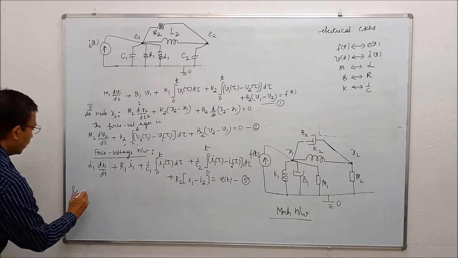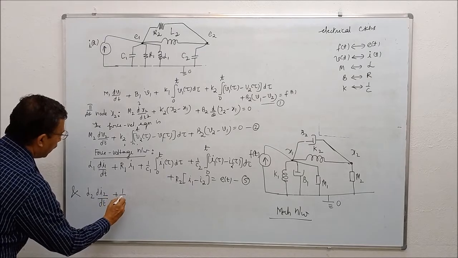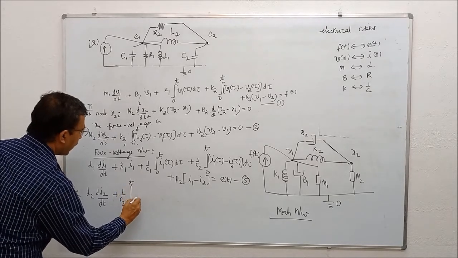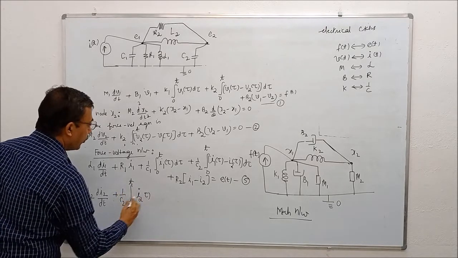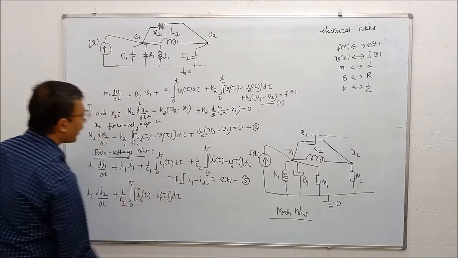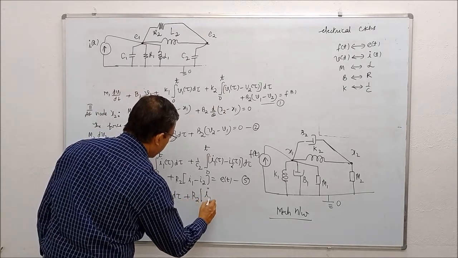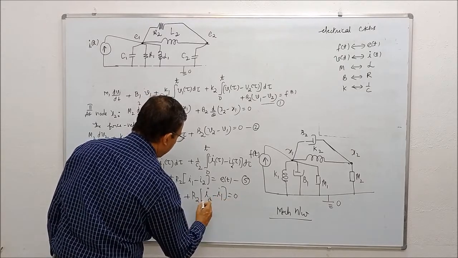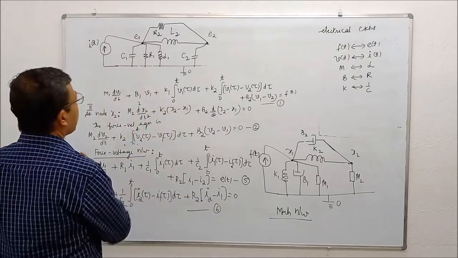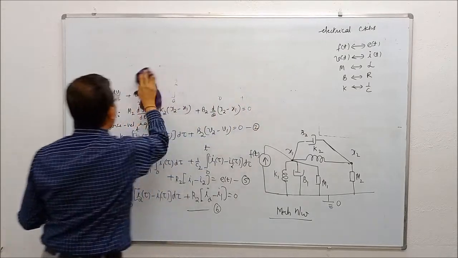Come to equation 2. M2 is replaced by L2, V2 is replaced by I2, K2 is replaced by 1 by C2, integral 0 to t, I2 of tau minus I1 of tau d tau, plus R2 into I2 minus I1 equal to 0. Equation 6. Using equations 5 and 6, we shall draw the electrical circuit based on force voltage analogy.